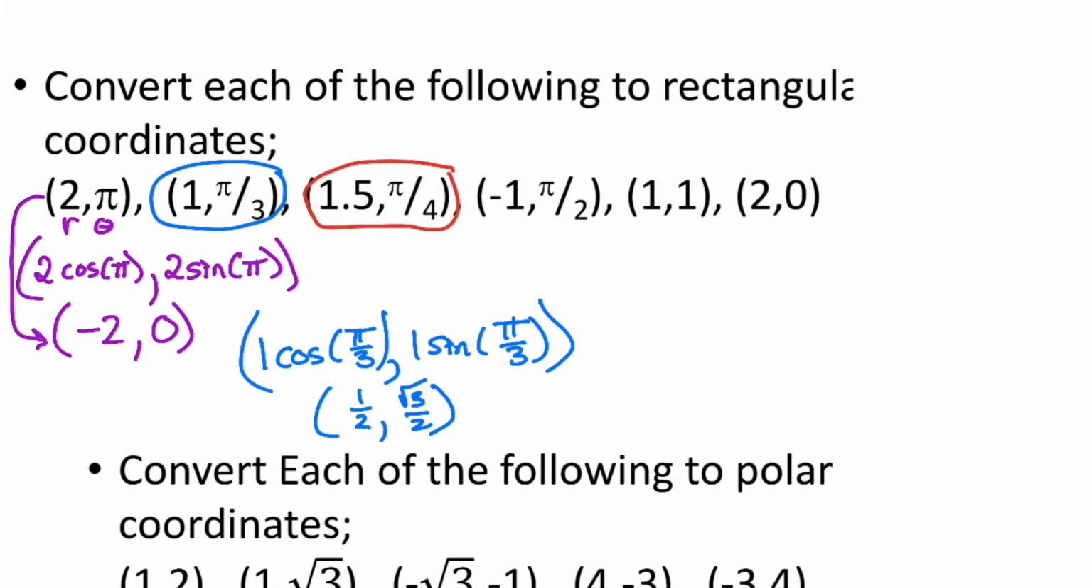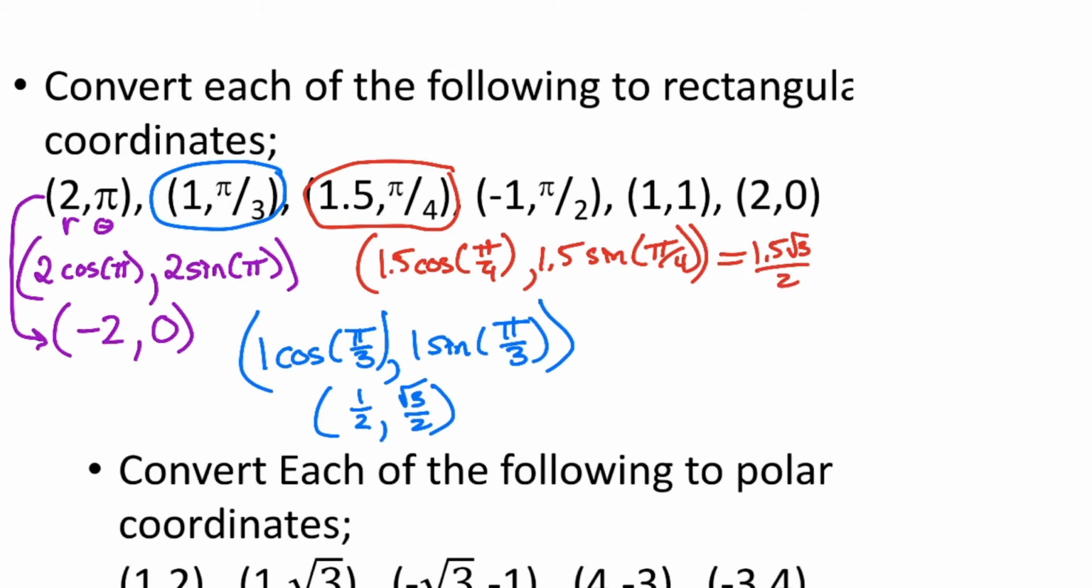All right, changing color again. This one, I will have the coordinates 1.5 times the cosine of pi over 4 and 1.5 times the sine of pi over 4. I think you get the picture here. This is cosine of pi over 4, and the sine of pi over 4 is radical 3 over 2. So this is a straightforward one here. It's going to be 1.5 radical 3 over 2 and 1.5 radical 3 over 2. We could clean that up a bit.